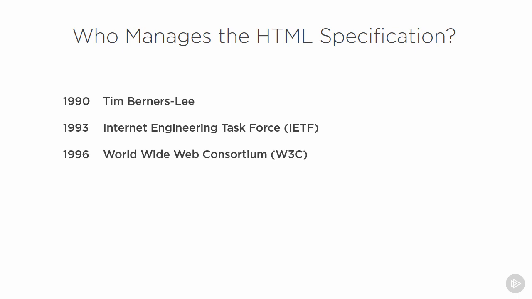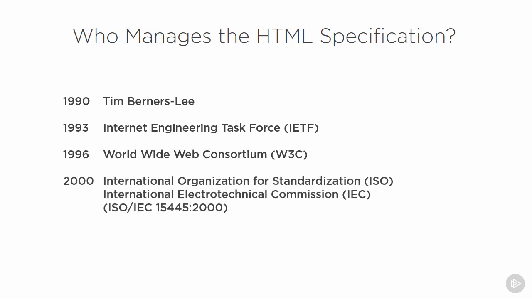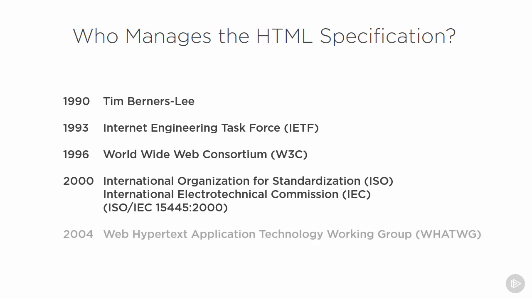And the following didn't show up on the timeline because it didn't have to do with a new version of the specification, but in 2000, HTML officially became an international standard, registered with the International Organization for Standardization and the International Electrotechnical Commission. And in 2004, a new group founded by people from Mozilla, Apple and Opera was formed.